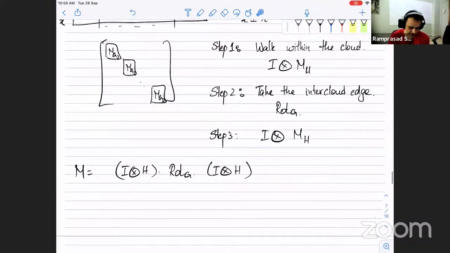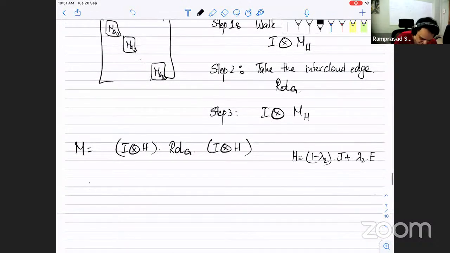Okay, at the moment you look at this thing and wonder, how am I supposed to analyze this? Why is this a helpful decomposition at all? And this is where it's going to become helpful that I can write H as (1 minus lambda 2) times J plus lambda 2 times E. I'm going to use this matrix decomposition and just plug it in here and see what I end up getting.